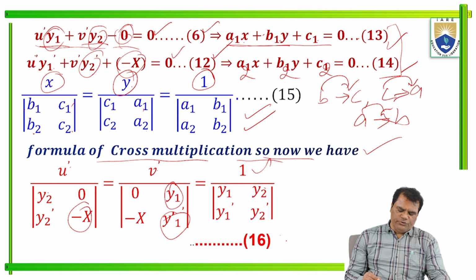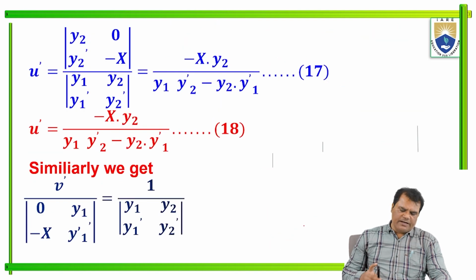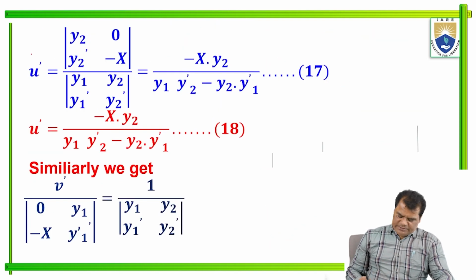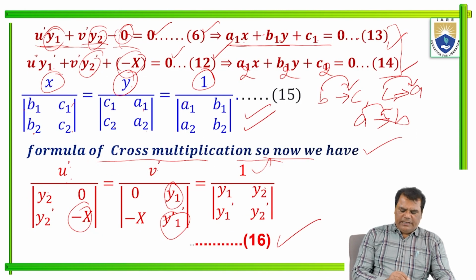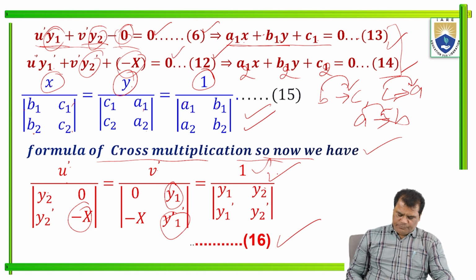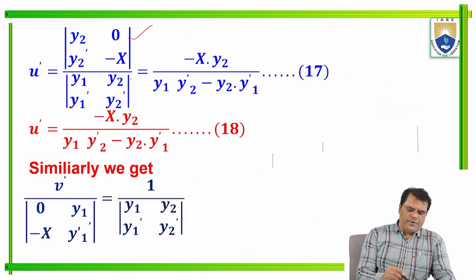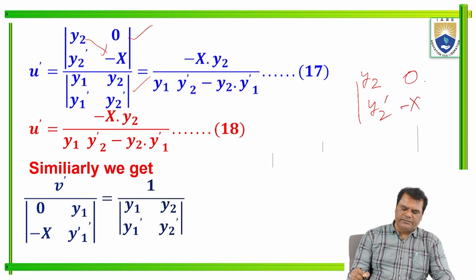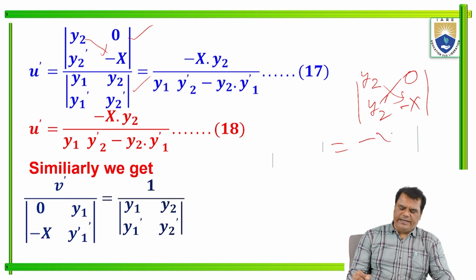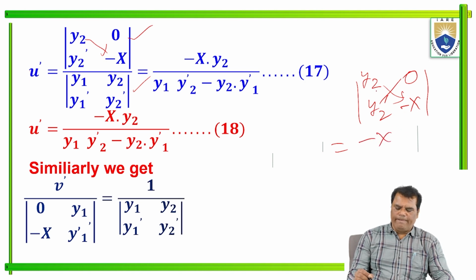So now this is equation 16. After completing this, we get u dash. What is u dash? Taking this result equal to this, we get this equal to this upon this. Now this minus this, the determinant like this: y2 and y2 dash, 0 and minus x. After solving this minus this, we get minus x y2, and minus 0.